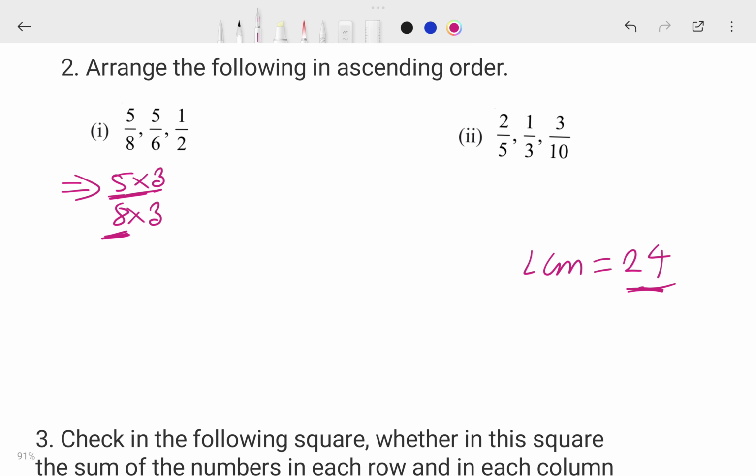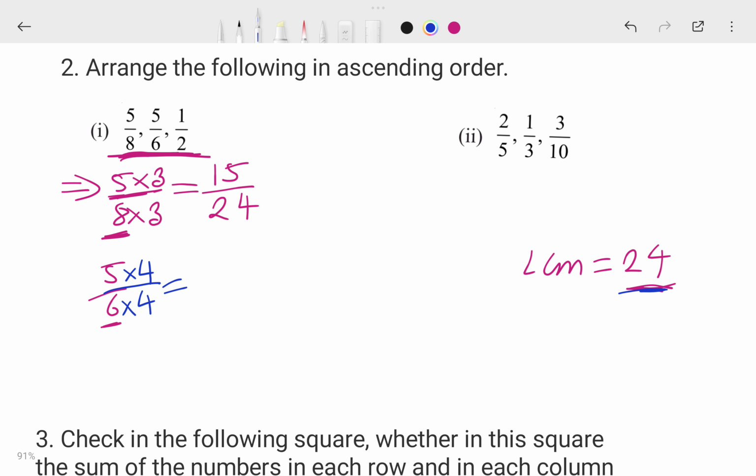Our first aim is to find this LCM, and now making the denominators totally the same. So this is going to be 15 by 24. Next we will take 5 by 6. If you take the 6, how many times is 24 there? 4 times. So we have to multiply by 4, below and above also. If you multiply, 5 4s are 20, and 6 4s are 24. Now you get it.